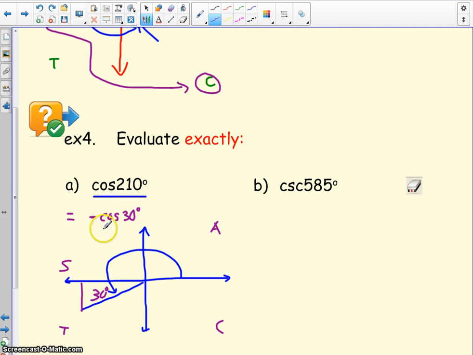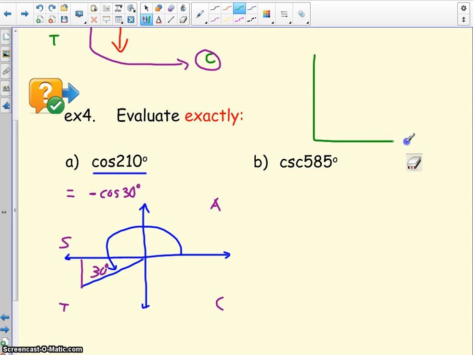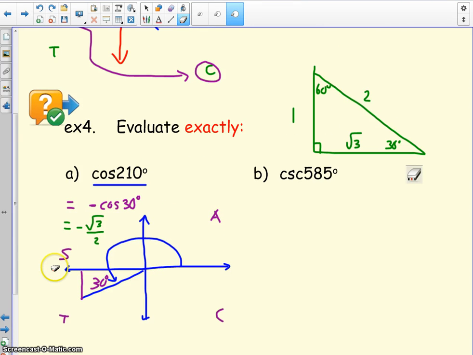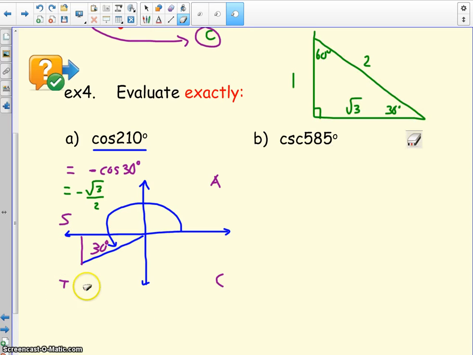Once I have that, to find out cos 30, I can look at my special triangles. One of the triangles we looked at was a 30, 60, 90 triangle. By now you should have this one pretty close to memorized. For 30 degrees, we're going to have side lengths of 1, 2, and root 3. So the cosine of 30 degrees is adjacent over hypotenuse, so root 3 over 2. So I'm going to have negative root 3 over 2 for my final answer. Again, you'd only be able to evaluate this exactly if the related acute angle was one of our special angles from before, so 30 degrees, 45 degrees, or 60 degrees.